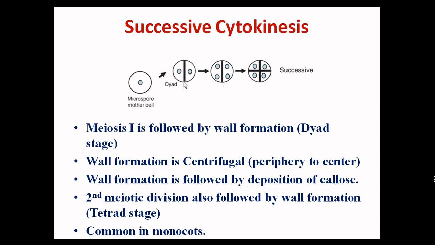This wall formation is again followed by the deposition of the callose layer, and after the second meiotic division there is again wall formation, and a tetrad is produced. This type of cytokinesis is common in monocot plants.